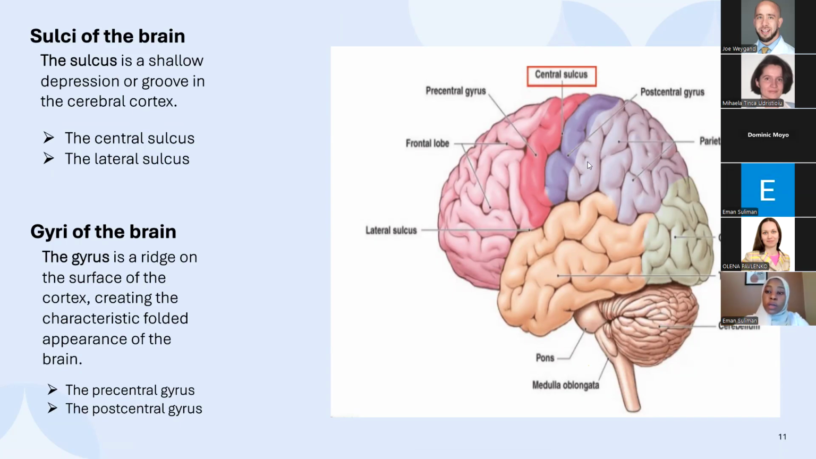Between the frontal lobe and the parietal lobe, we have the central sulcus, and here between the temporal and the frontal lobe, we have the lateral sulcus.